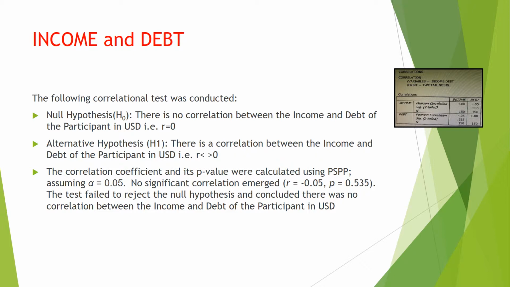And if we look at the test result here in the table, we can see R is equal to -0.05 and P is equal to 0.535. Here the calculated value of P is way higher than the level of significance, that is alpha is equal to 0.05. Hence the test is statistically insignificant. The correlation between income and debt is very weak. Statistically we can say that there doesn't exist a correlation between these two.